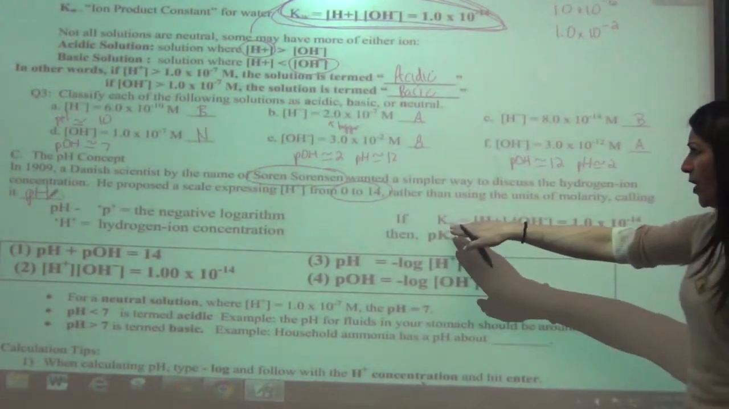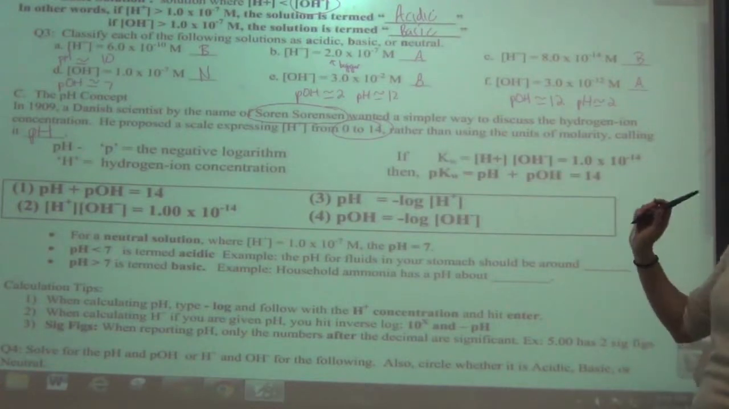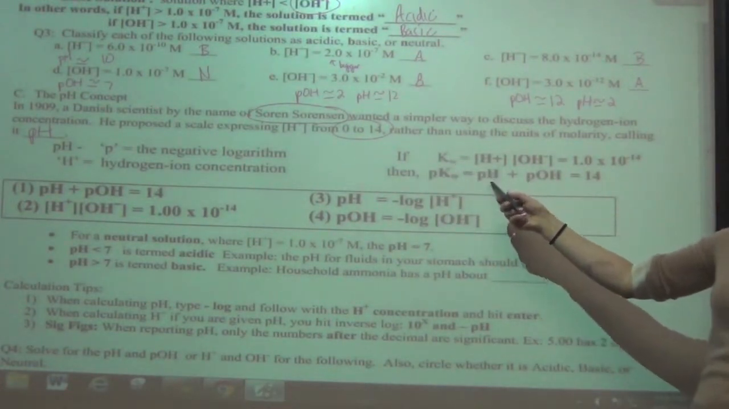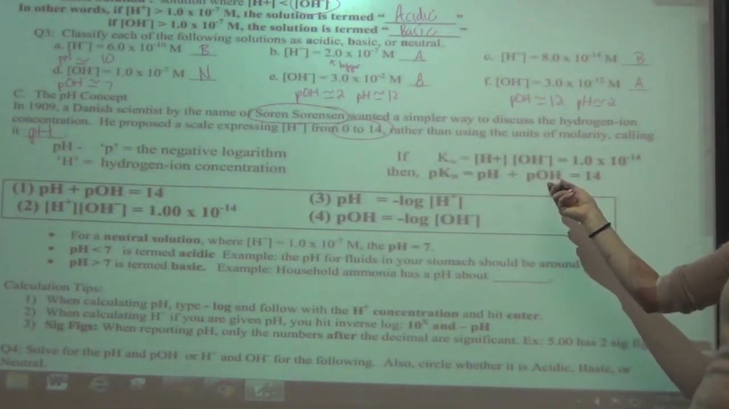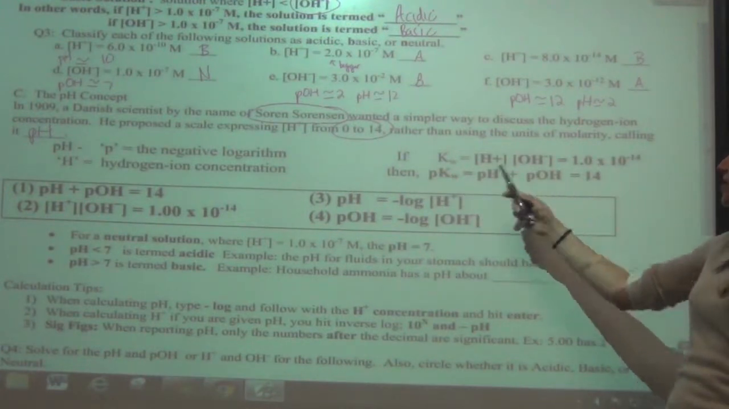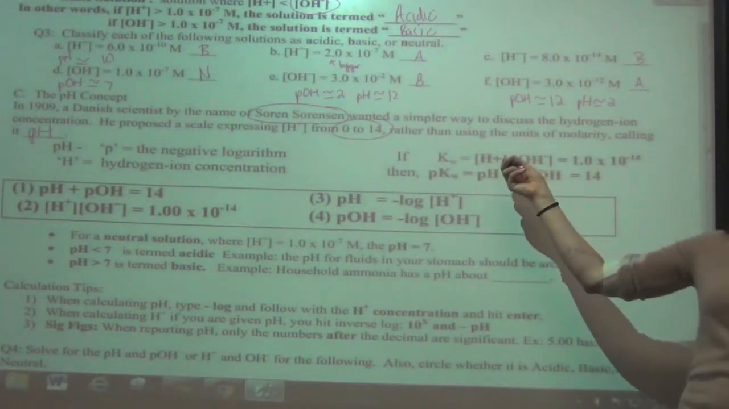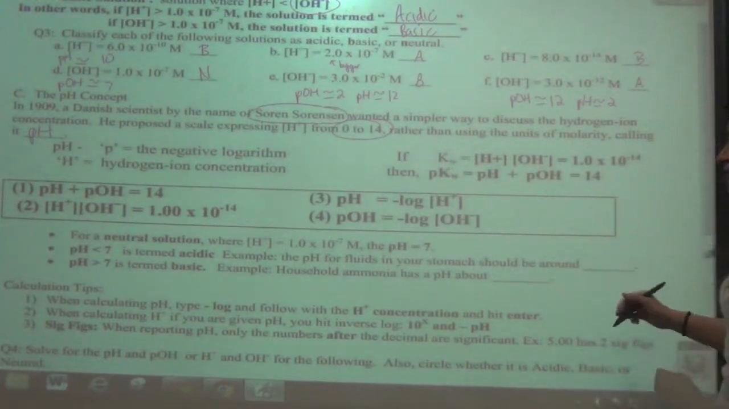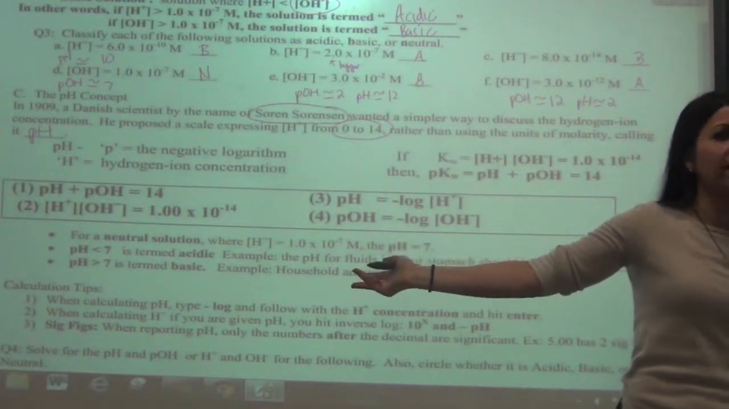So we also know this equation right here. The Kw is H plus times OH minus. We already talked about that one. And if that's the case, then if you negative log this, you can also do the negative log of H plus, plus the negative log of OH minus, to equal the negative log of this number, which is 14. So that's how this equation matches this equation. Just keep in mind, this one's being added, this one's being multiplied, okay? Or divide if you need to switch between the two.